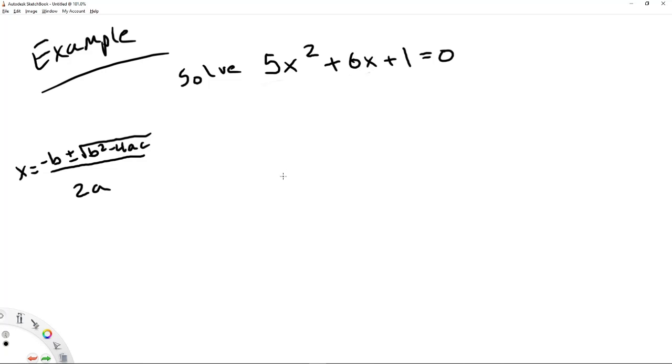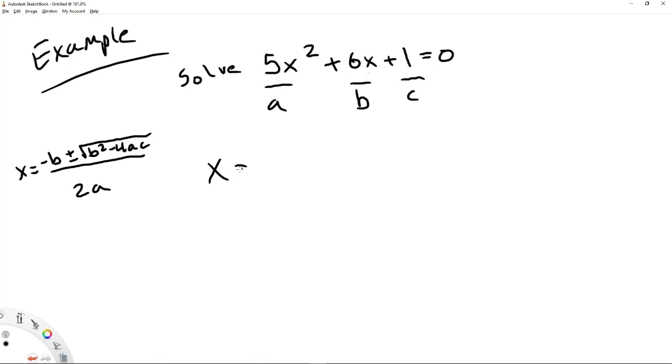So for our example, we have 5x squared plus 6x plus 1 is equal to 0, and we want to solve for it. Obviously, looking at this, it is a quadratic equation, and so now we could figure out the a, b, and c values. The 5 would be the a value, the 6 would be the b value, and the 1 would be the c value. Since we know all of these values, we could input them into the quadratic formula.